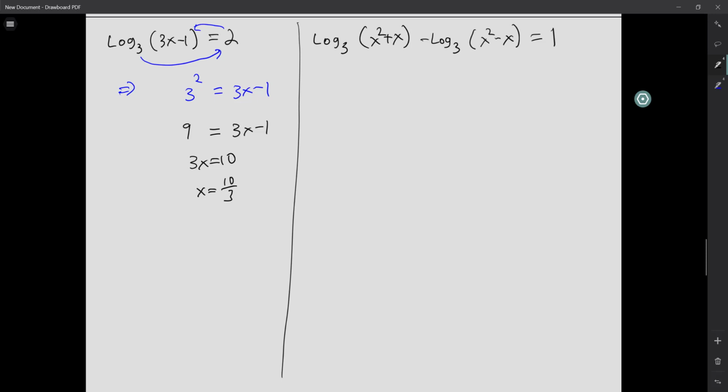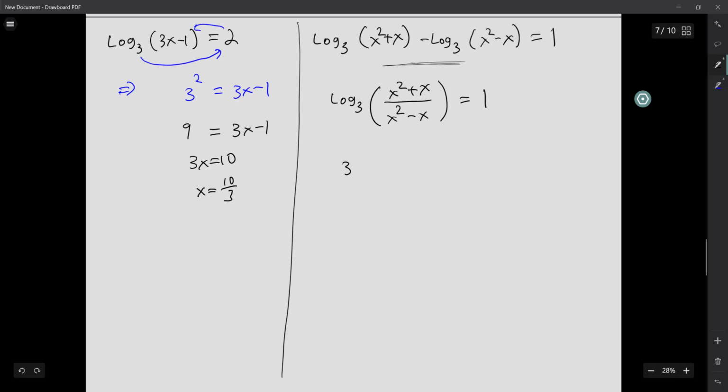So what I would do is use the log properties to combine the logarithms. I have a subtraction here between logarithms of the same base. That means division on the inside of the logarithm. So I've got log base 3 of x squared plus x divided by x squared minus x equal to 1. Now, let's just go ahead like we did in the previous. 3 to the power of 1 is equal to x squared plus x divided by x squared minus x.